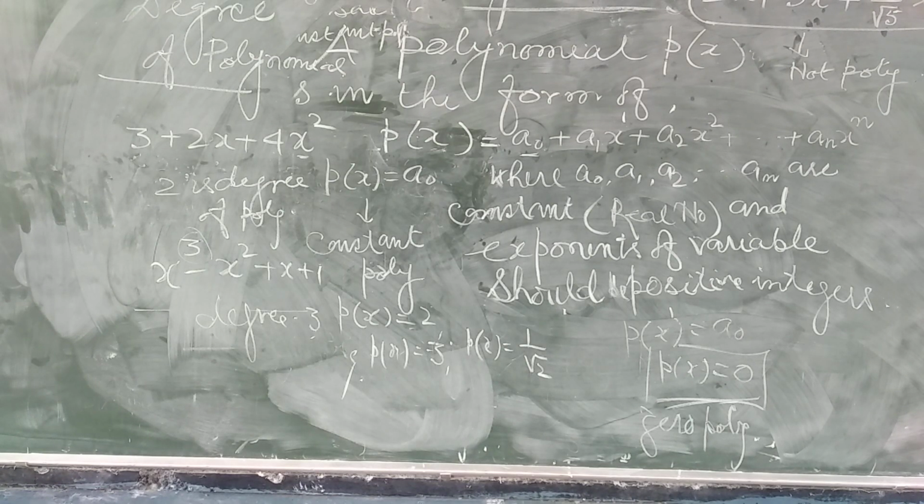So that is the way by which you can say what the degree of a polynomial is and how to identify whether the given algebraic expression is a polynomial or not. You remember two things: the degree of a constant polynomial is 0, and the degree of the zero polynomial is not defined. Okay.